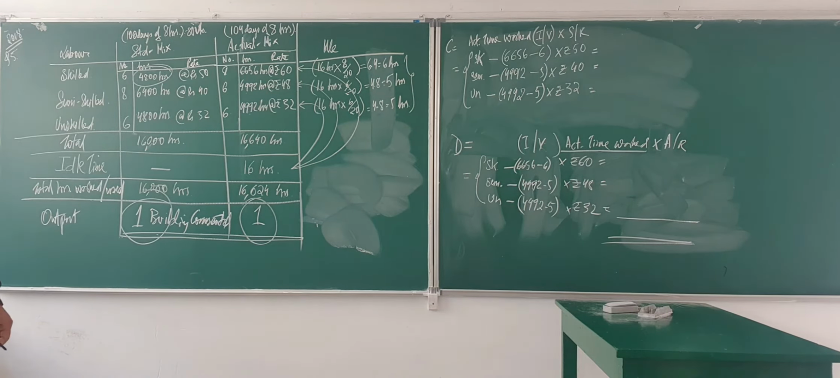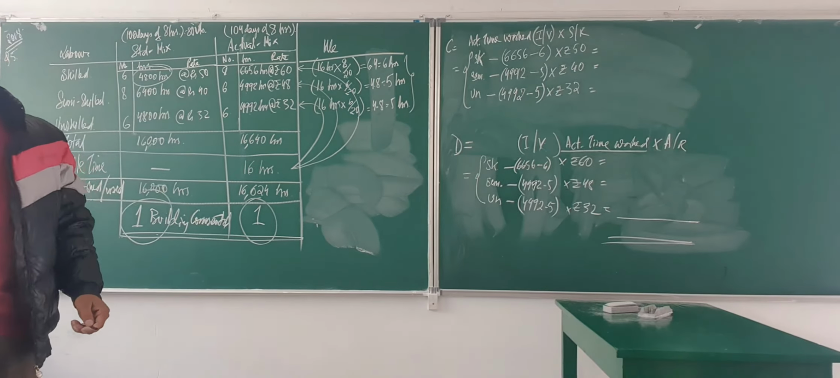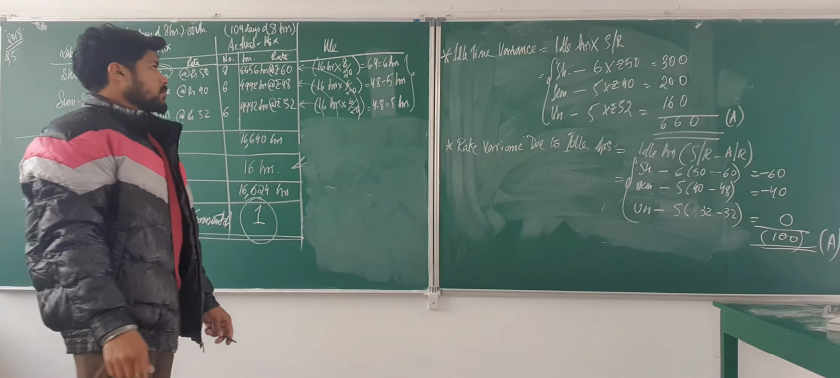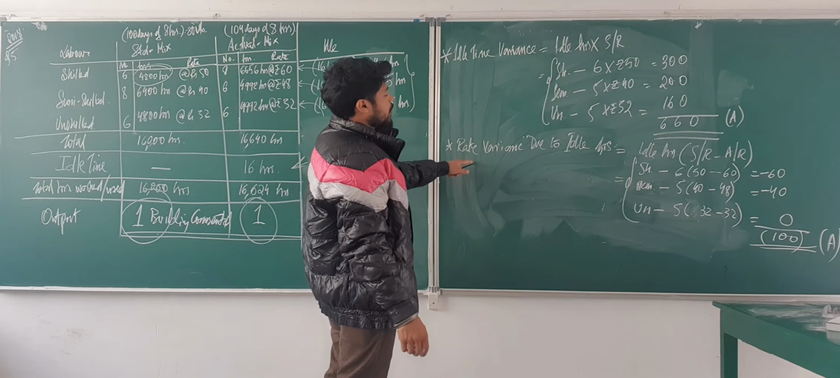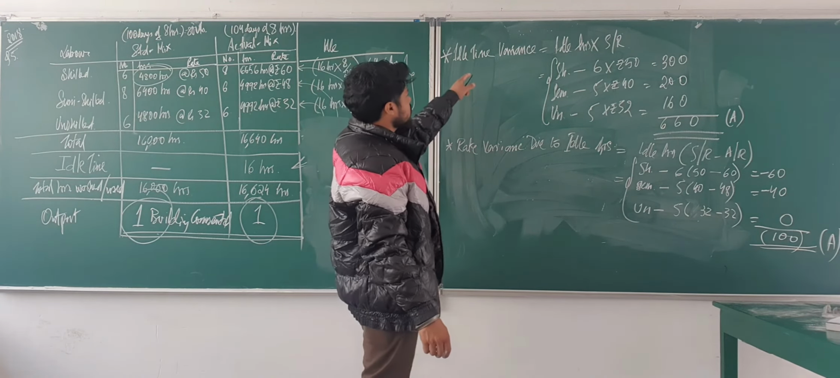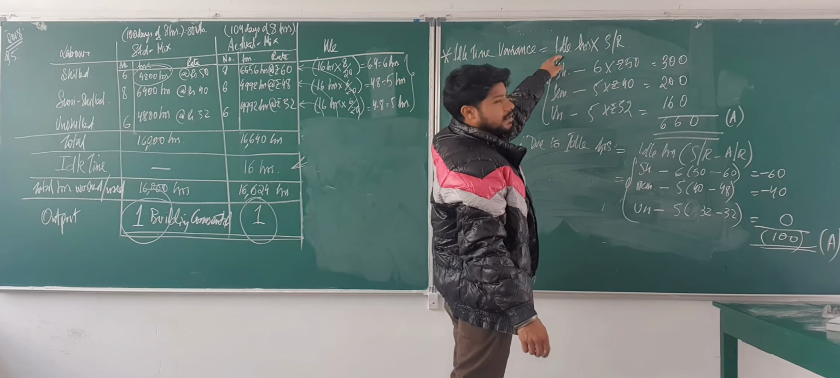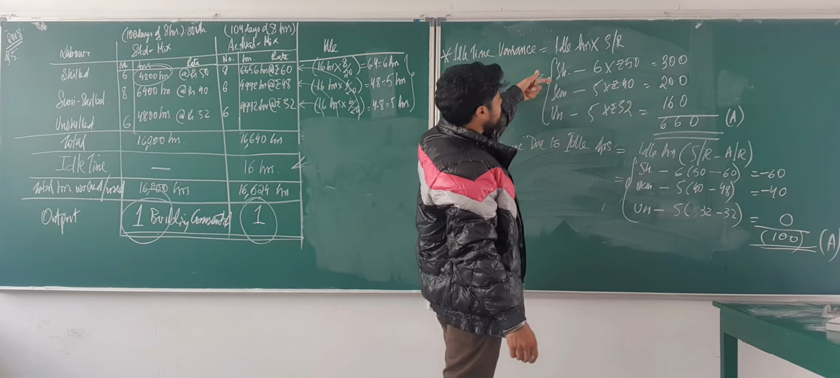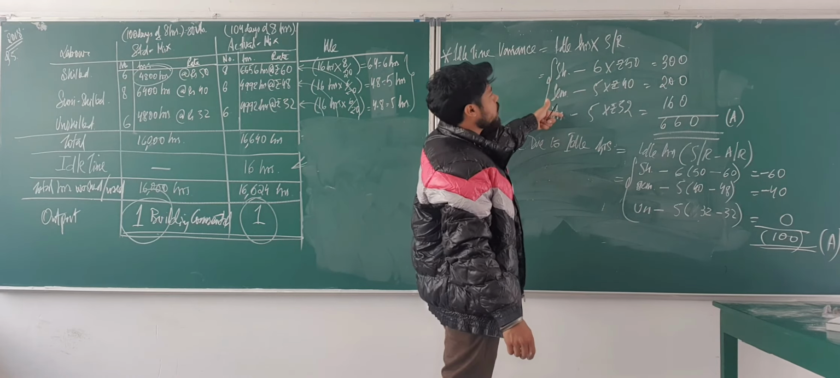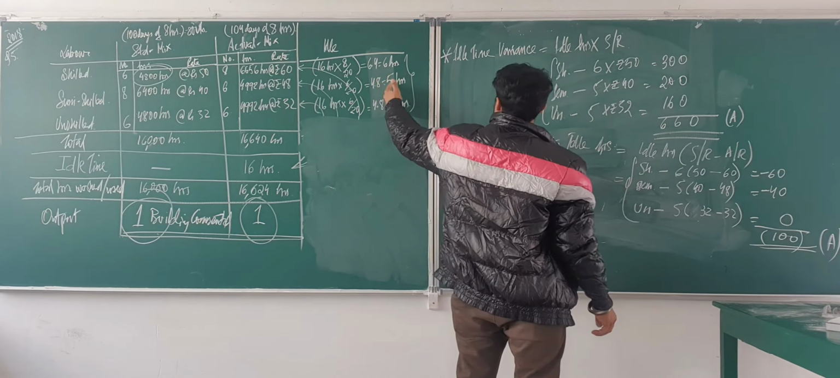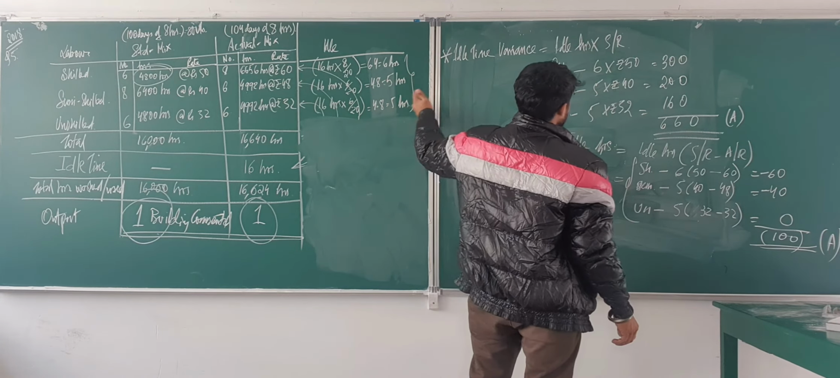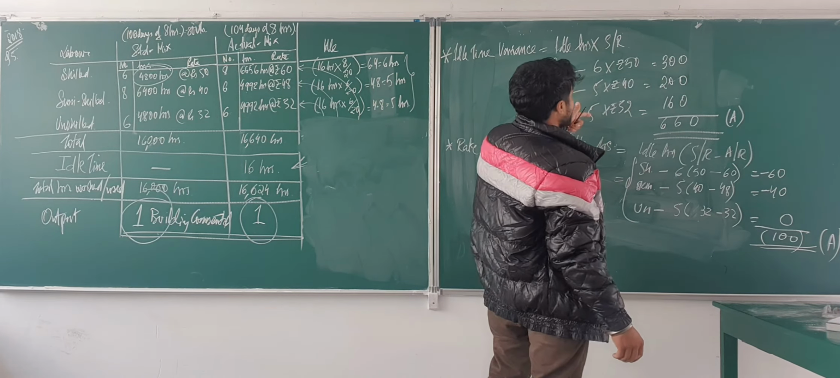Once you're done with A, B, C, D, calculate idle time variance and rate variance due to idle hours. Idle time variance equals idle hours into standard rate. Now you have 3 types of labor, calculate for each. Idle hours for skilled, semi-skilled and unskilled are calculated here. Is it okay? So 655.